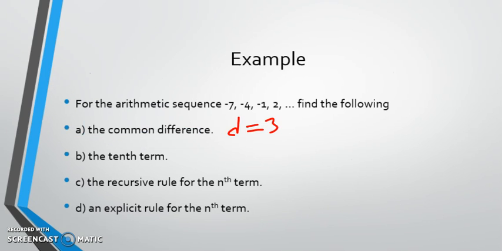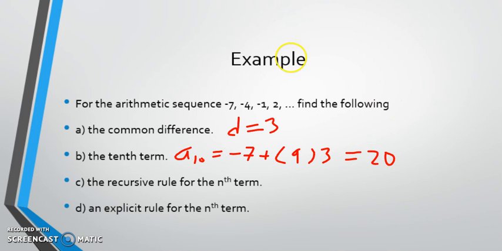So I'm going to write A sub 10 equals A sub 1 plus n minus 1, which is 9. I'm just going to go ahead and evaluate that: 10 minus 1 is 9, times the difference of 3. So 9 times 3 is equal to 27. When you subtract 7 from that, you find that the number is 20.